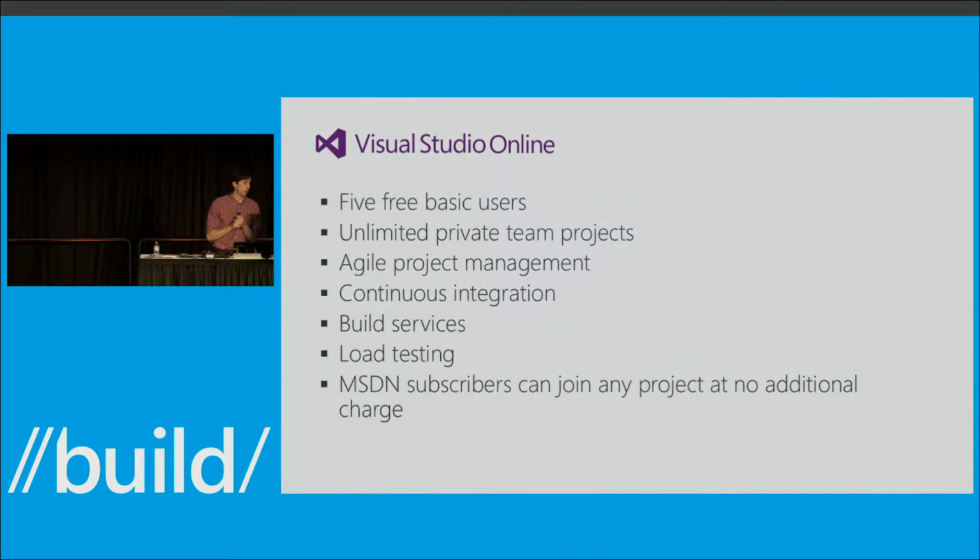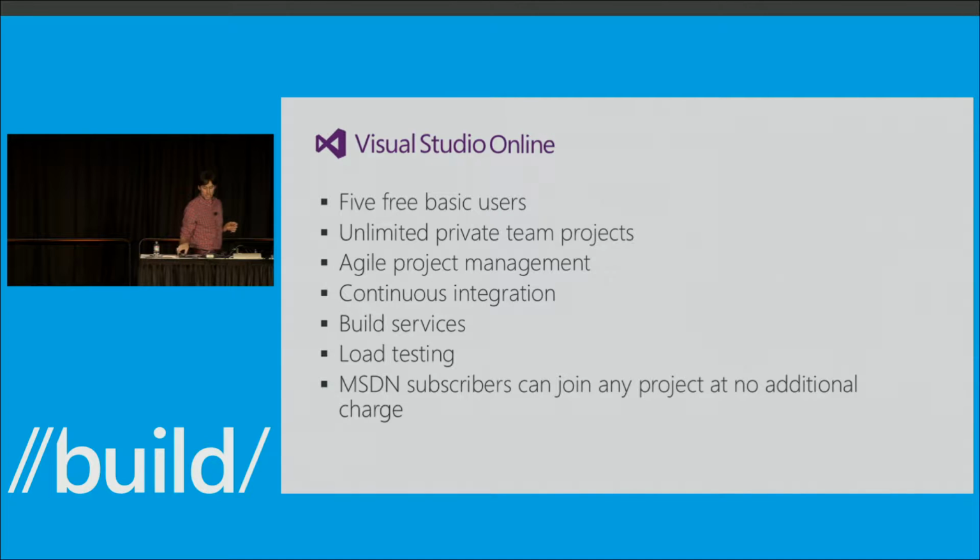It's also important to note that it's unlimited for private team projects. So you can go up and get your account, and we're not going to stop you. We're not going to say, you know, you only get 3 projects, and that's it. It's really unlimited. So go use it for everything that you're doing. And if you're an MSDN subscriber, you can use Visual Studio Online at no additional cost. So it's there for you. Just go sign up and get started.